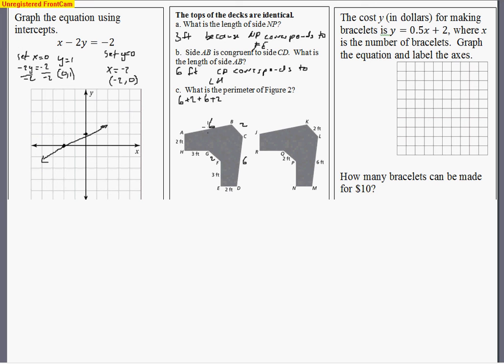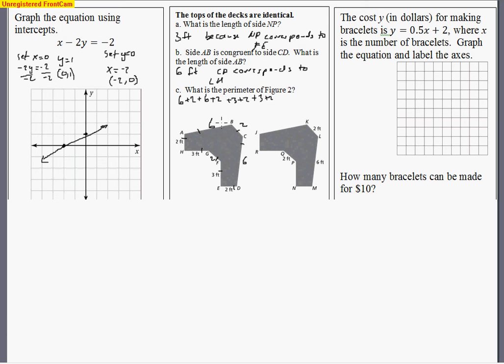So I've done these 4 sides. I'm going to mark the sides that I've done to make sure I've got them all accounted for. So I have 3 and 2, 3 and 2. So I'll mark those 2. And then another 3 and a 2. So one more 3 and one more 2.